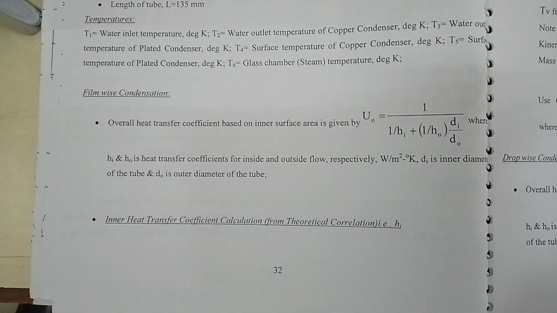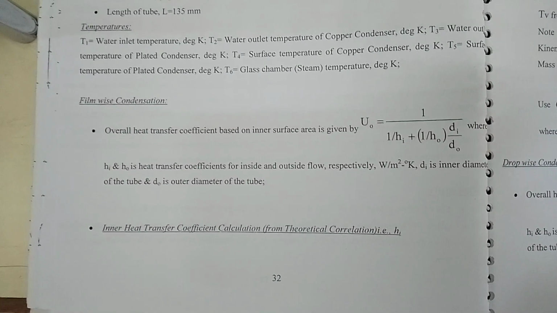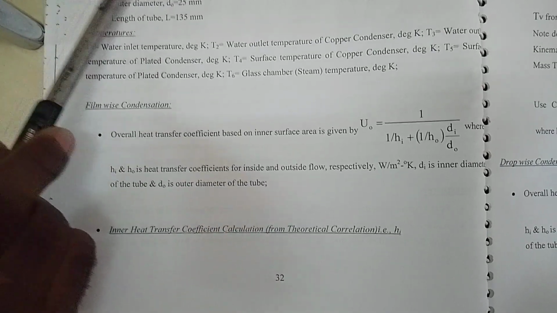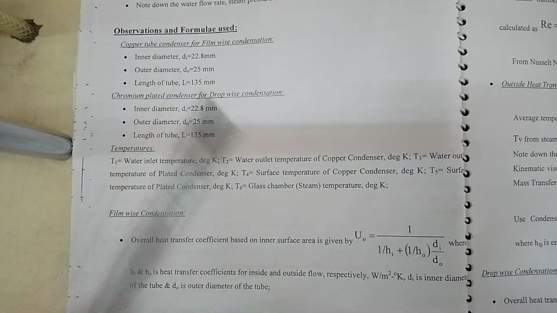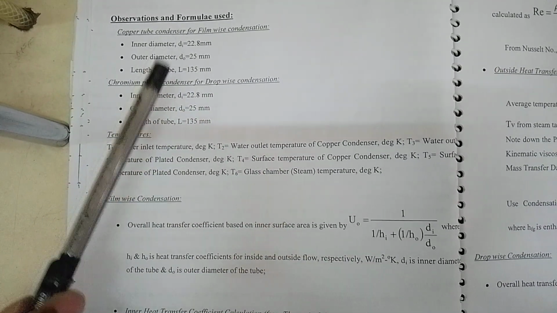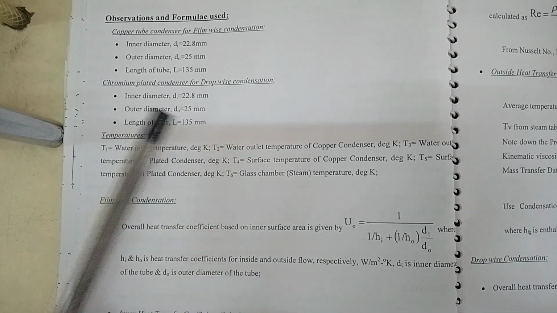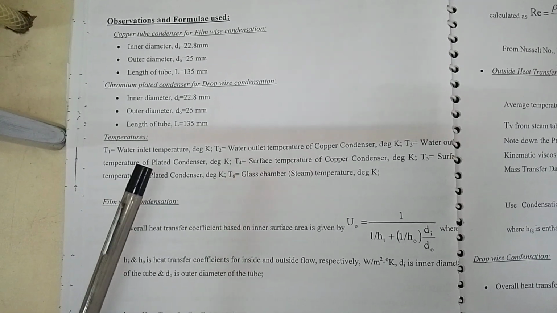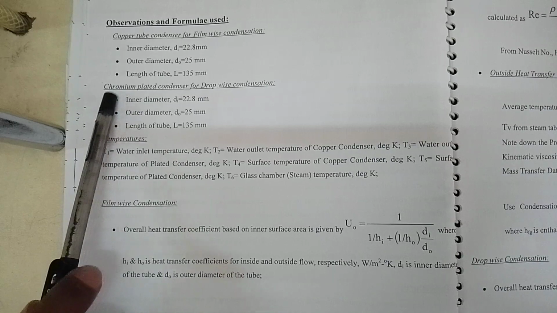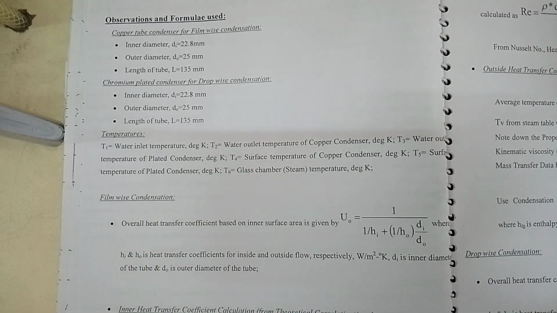Now let us see the observations, what values you have. The copper tube condenser for the filmwise condensation: we have the inner diameter, outer diameter and length of the tube. The inner diameter is given as 22.8 mm, the outer diameter is 25 mm and the length of the tube is 135 mm. Then the chromium plated condenser for dropwise condensation.